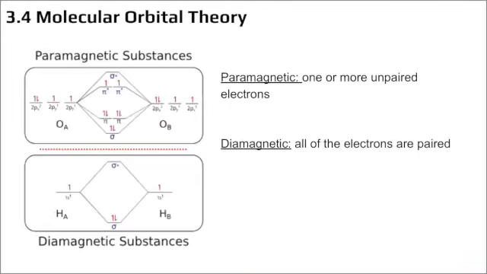Your species can either be paramagnetic or diamagnetic. If it's paramagnetic, it'll have one or more unpaired electrons. You can see in this diagram that the pi star orbitals each only have one. For diamagnetic, all the electrons are paired. In the bottom diagram, you can see that the sigma MO has both the electrons in there.